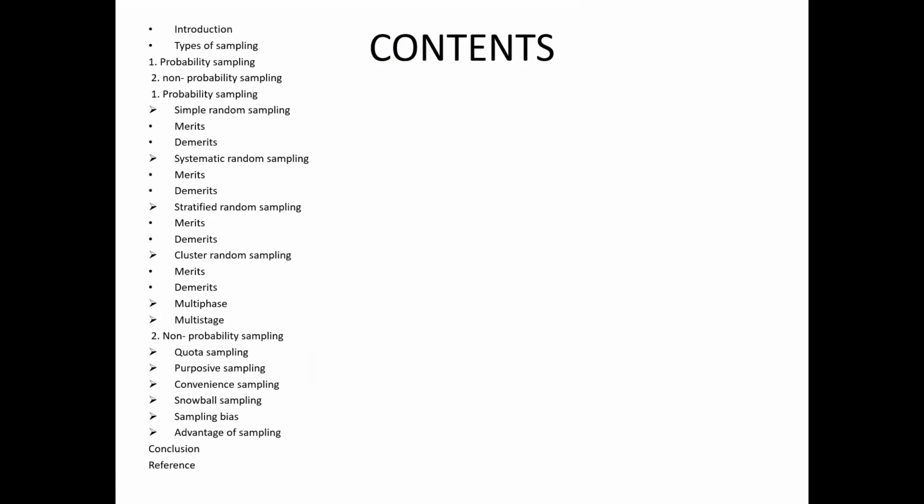First, I'll tell you about the introduction and types of sampling. There are two types: probability sampling and non-probability sampling. In probability sampling, there's simple random sampling, systematic random sampling, stratified random sampling, cluster random sampling, multiphase and multistage. Non-probability sampling includes quota sampling, purposive sampling, convenience sampling, snowball sampling, then sampling bias, advantages of sampling, conclusion and reference.